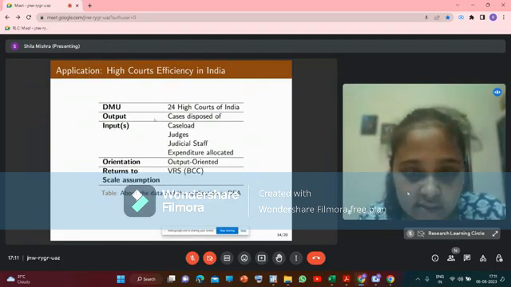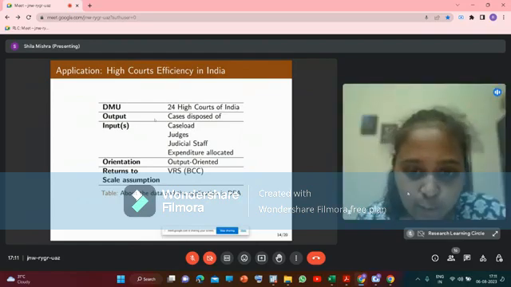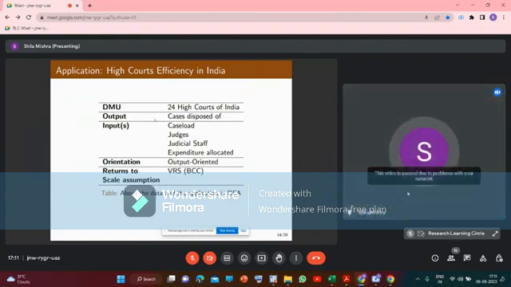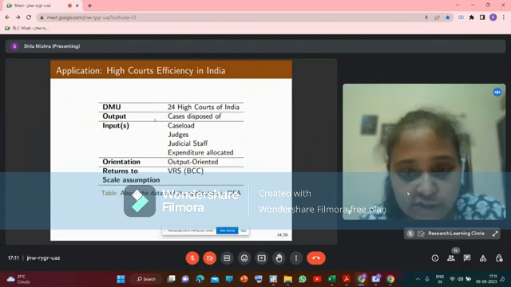Now, in our context, as I mentioned, we need to decide upon two things. First is the orientation of the decision making units in DEA, right? So in our context, we would be using output-oriented data envelopment analysis instead of input-oriented, because from the literature reviewed so far, we could fathom that the objective of the courts should be to maximize the cases disposed of.